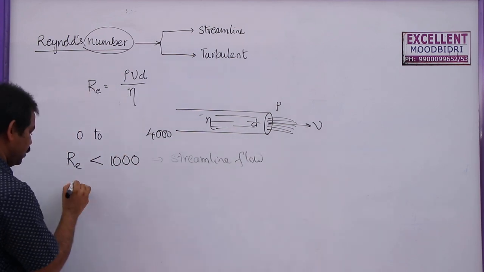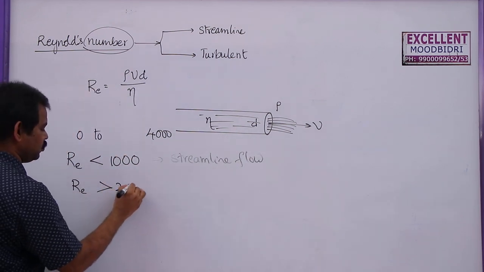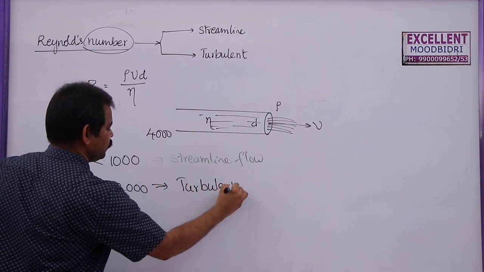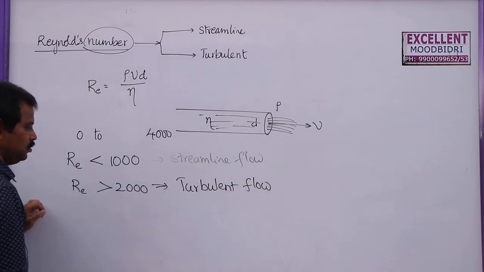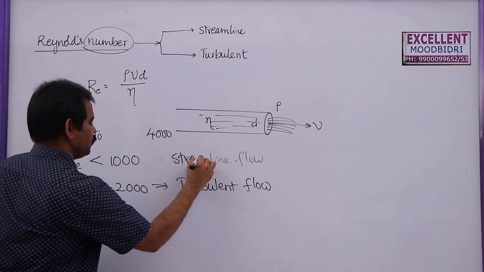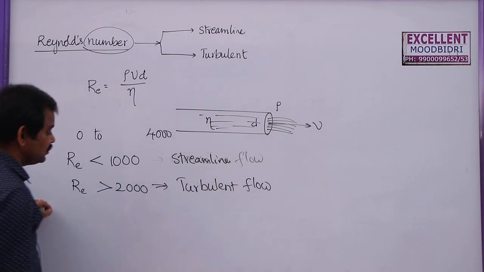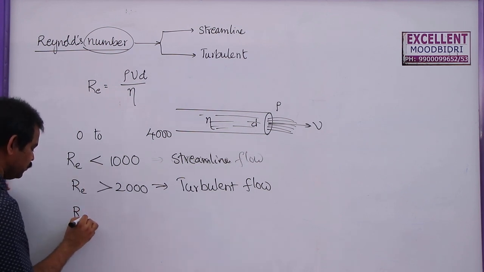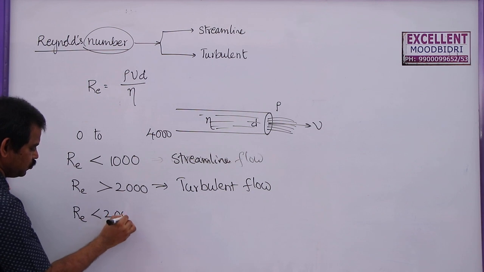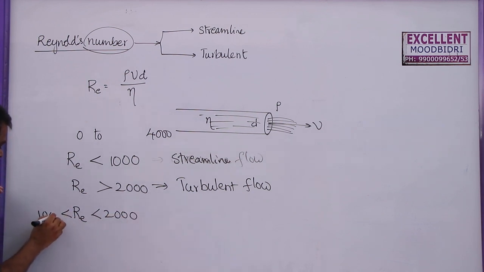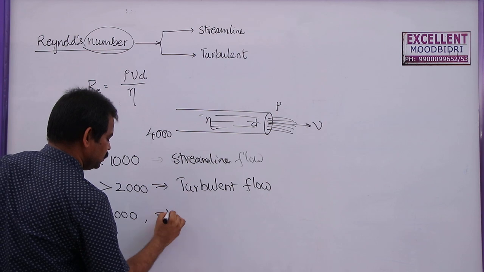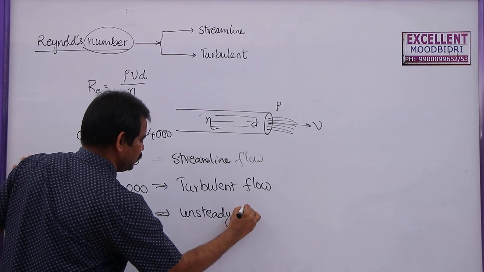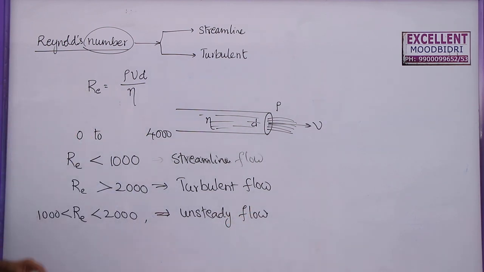Now if Re is greater than 2000, this seems to be turbulent flow. Suppose the Reynolds number lies between 1000 and 2000, if Re is less than 2000 but greater than 1000, then this is an unsteady flow. So this is neither streamline nor turbulent. So this is known as unsteady flow.